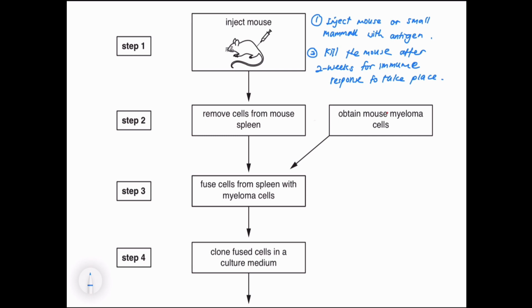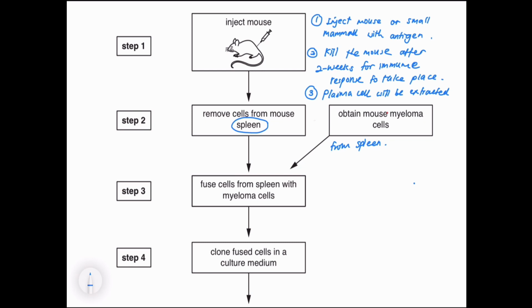Therefore, plasma cells will be present. After the immune response has taken place and the mouse is killed, the desired plasma cells will be extracted from the spleen. And to separate the cells, usually we will use centrifugation.